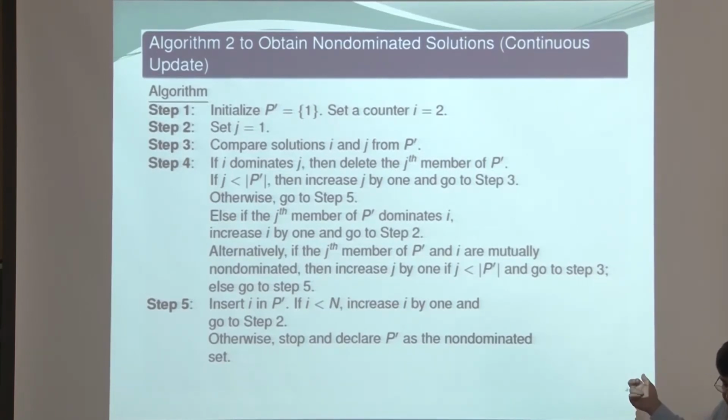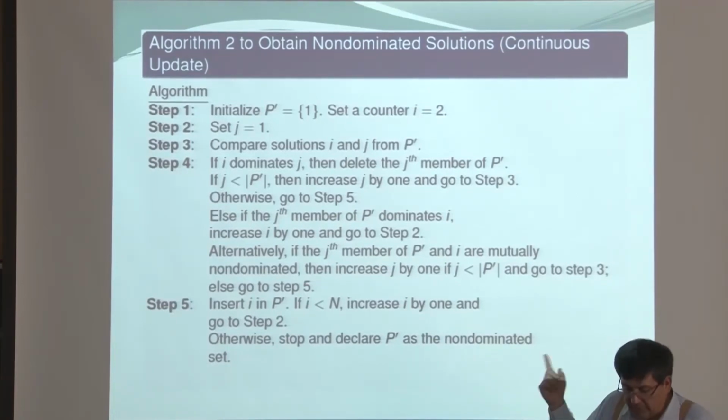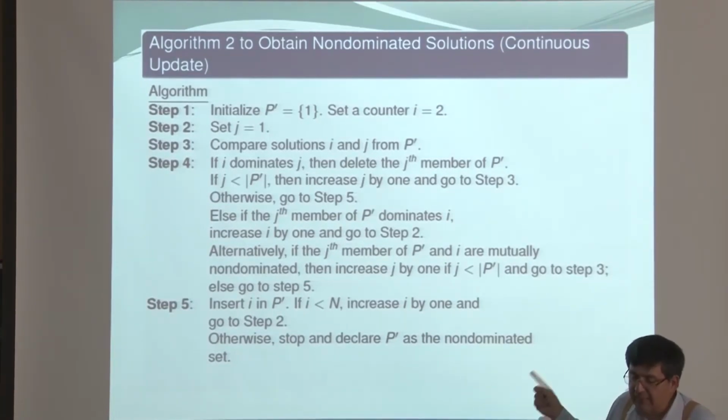And after 6, we find solutions are mutually non-dominated, so 8 gets added to the set. So 7 was never in the set, 2 was already removed. So at this point we have 1, 3, 4, 5, 6, 8. These are the solutions we have.